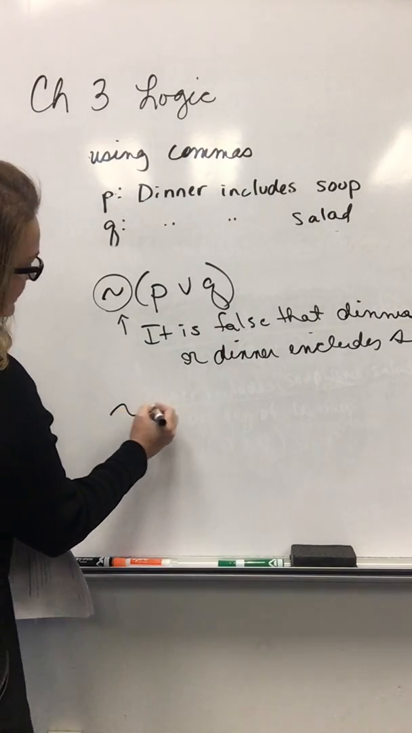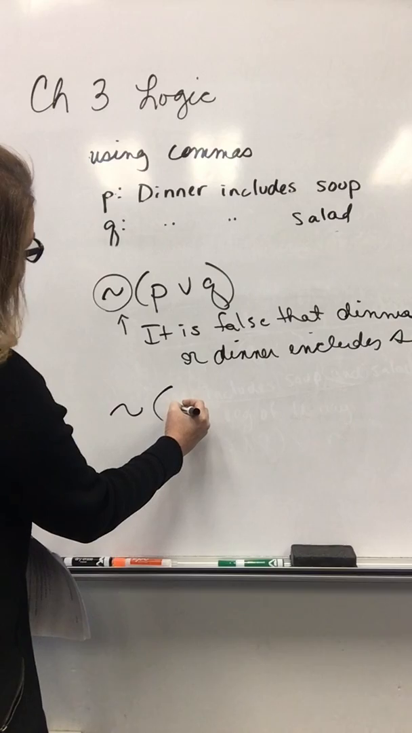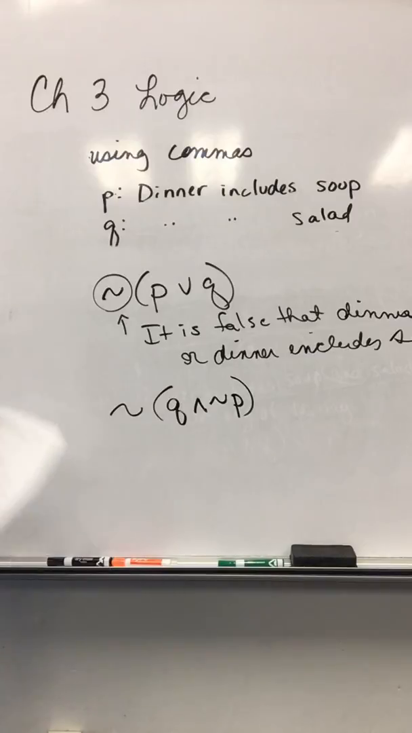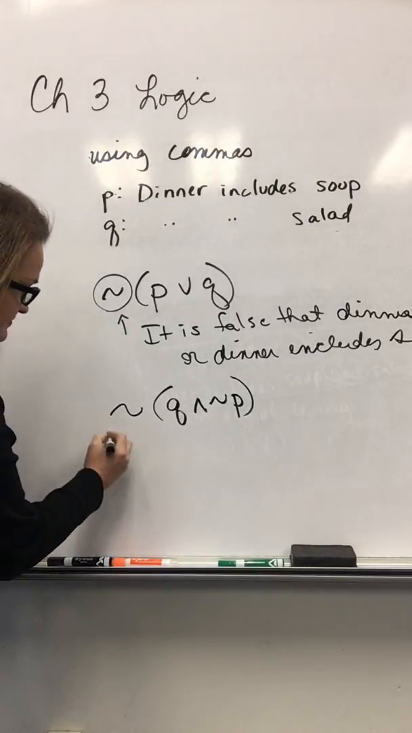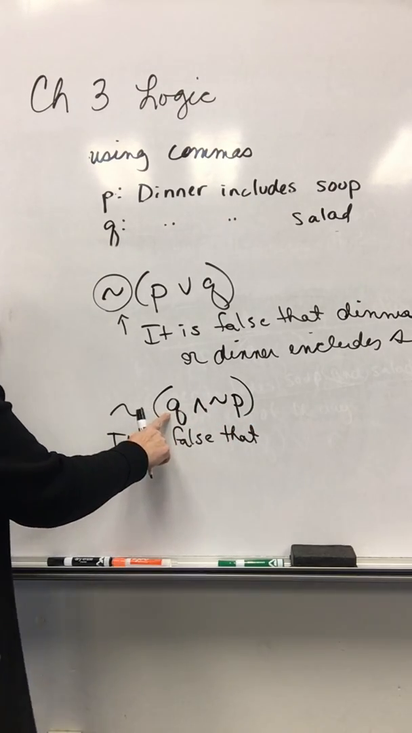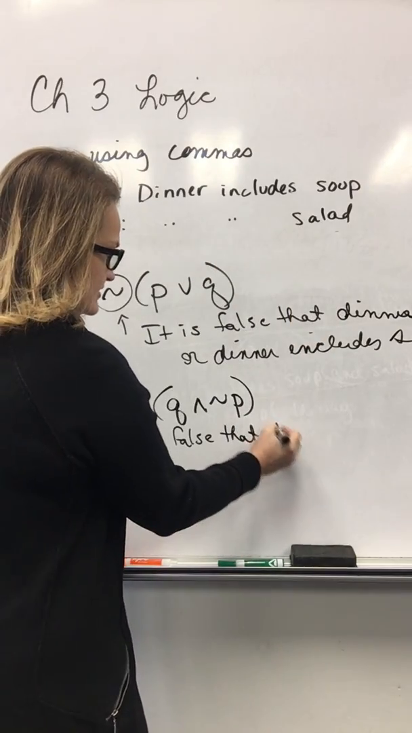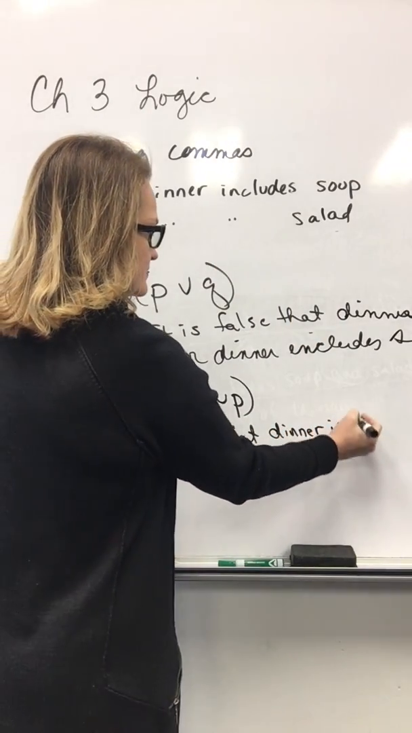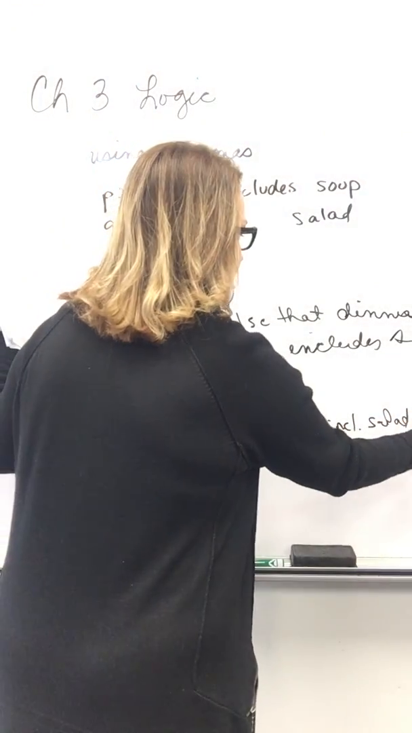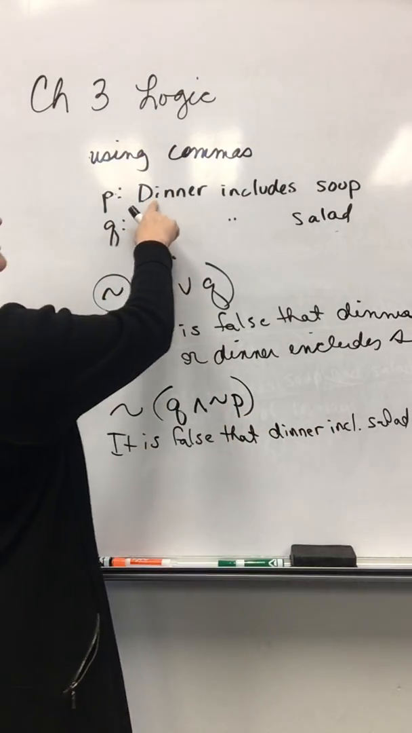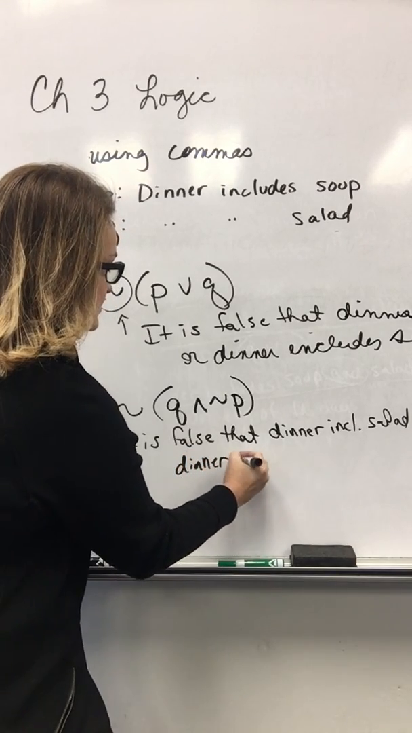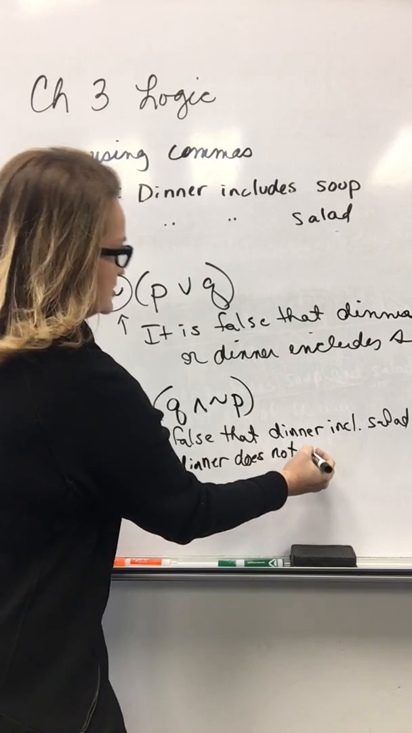So if I said let's mix it up and say negate Q and not P, just to be messy on it, we would say it is false that. See how we see this set up? It is false that, and then we'd read this off. Q is dinner includes salad. Then I've got the and symbol. I say and negate P. And dinner does not include soup. That would be a terrible sentence, but that's how we would do it. Just getting used to this language.